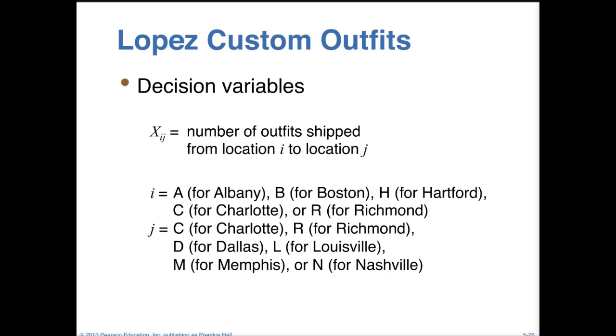All right, so our decision variables again: number of outfits, or number of costumes. Let's say if we did from Albany to Charlotte, that's going to be our route, or how many of these outfits go from factory to finishing. Then, of course, let's say from Charlotte to Dallas, that would be a situation of going from finishing to the end customer.